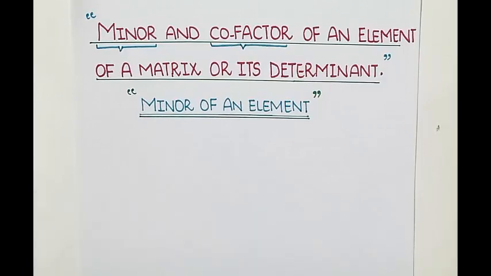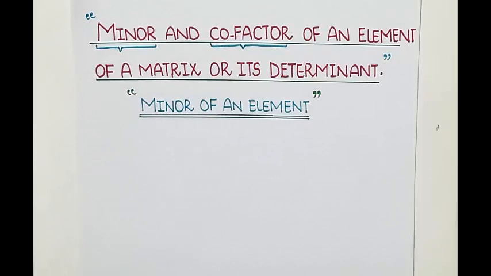higher order, that is 3 cross 3, 4 cross 4, etc. To find the determinants and inverses of such order, we should know how to find the minor and cofactor. So first we will start with the minor.